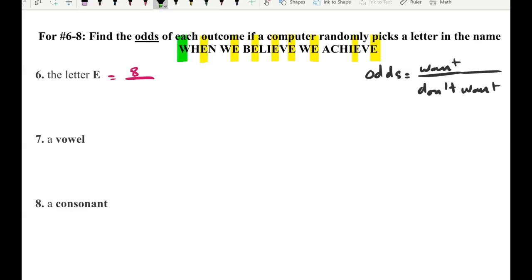We don't want W, H, N, W, B, L, I, V, W, A, C, H, I, V. So 1, 2, 3, 4, 5, 6, 7, 8, 9, 10, 11, 12, 13, 14. So that's 14 letters that we don't want. So 8 over 14, we can reduce it by 4. That will give you 2 over... reduce it by 2 is a better option here. That will be 4 over 7.